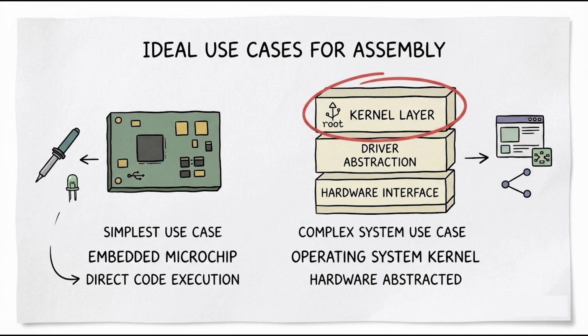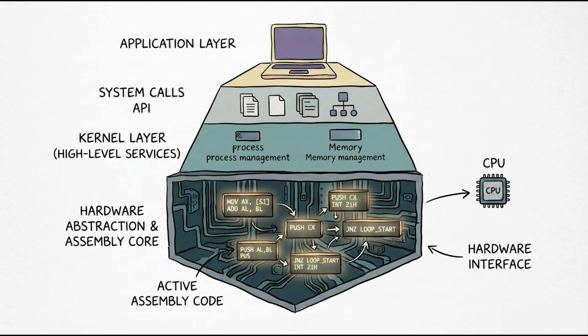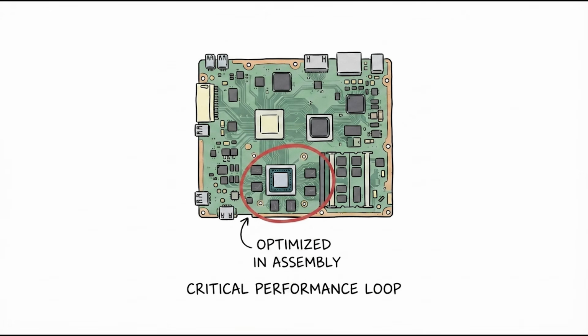Anywhere microseconds actually matter. For everyday app development, it's massive overkill. The common mistake is thinking assembly is dead. It's not. Every major operating system has assembly buried in its guts. Game console developers still use it for critical performance loops. It's niche, sure, but it's breathing just fine.